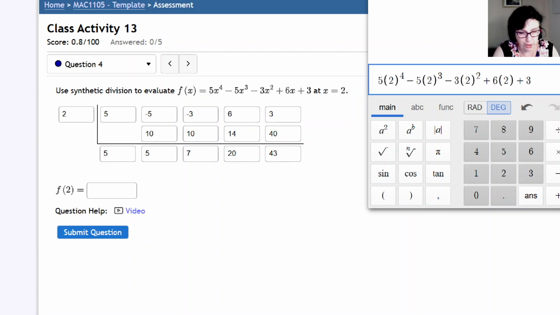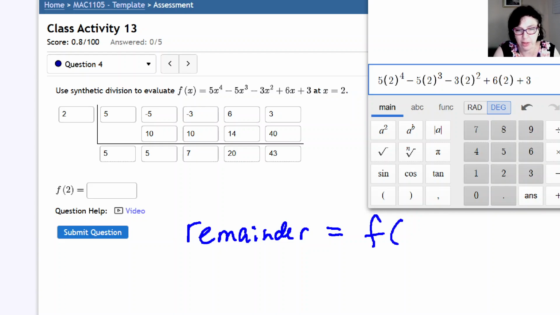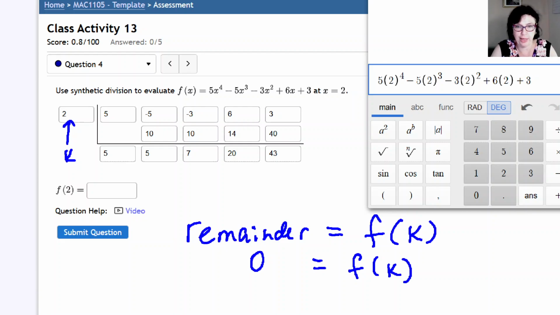In fact, what you should know, guys, is the remainder is actually equal to the value of the polynomial at k. Well, what's k? k is the number that's in the box. So if the remainder is 0, then f of k will be 0. In other words, k will become a 0 of your polynomial. Okay, pretty cool.